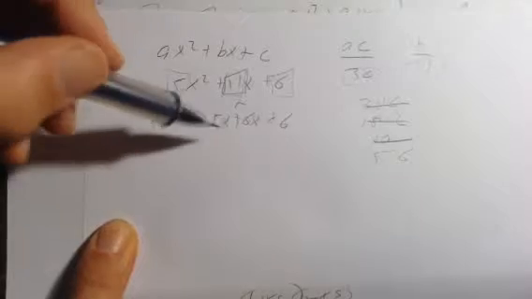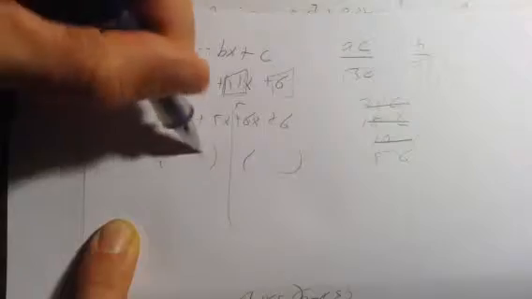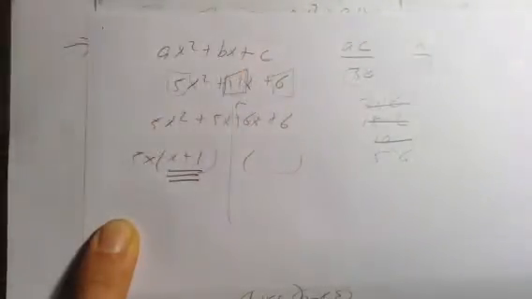Okay? Now, when you get to 4, split them. Do it always the way I'm describing, and it will work out fine. I'm going to take out a 5. I'm going to take out an x. x plus 1. If it's in here, you put it in here again. What's left over? That must be a positive 6. Let's double check. 5x squared plus 5x plus 6x plus 6, we're good to go.